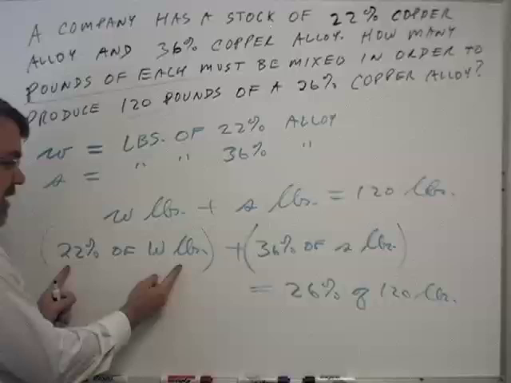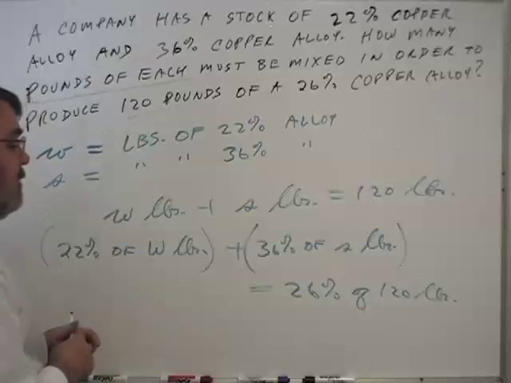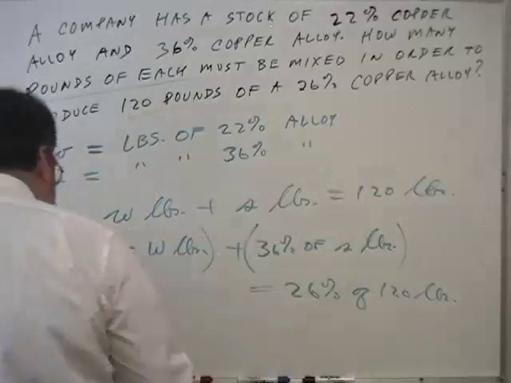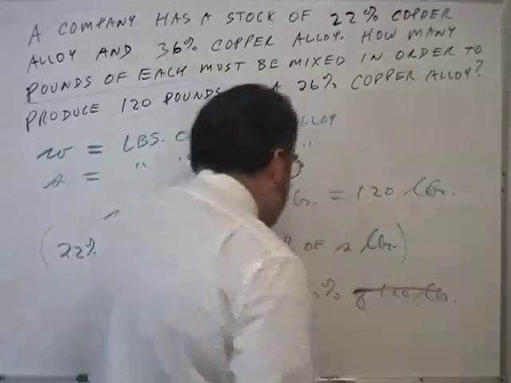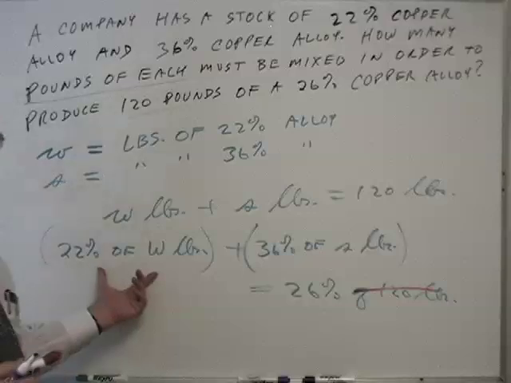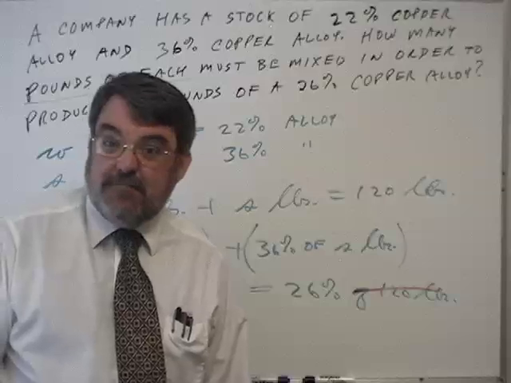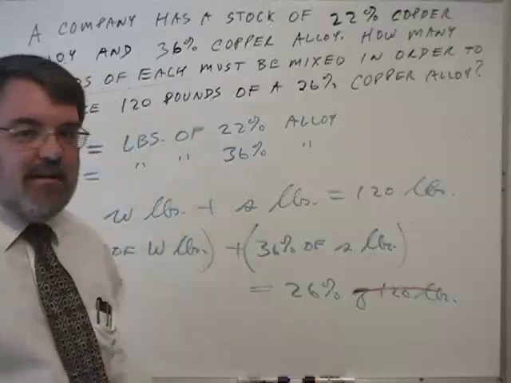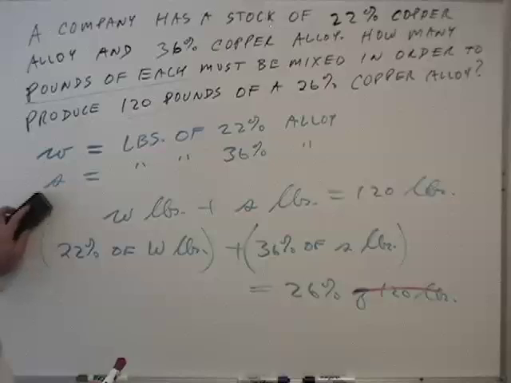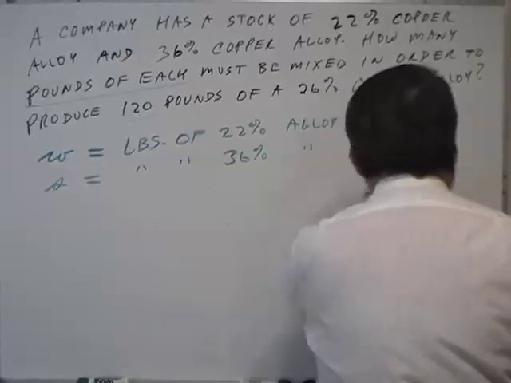So this describes the amount of pure copper, this describes the amount of pure copper, and that describes the amount of pure copper. If I left off the "of 120 pounds" here, then I would have a mismatch of units. I would have pounds of copper plus pounds of copper equals 26%. 26% of what? I've seen people do that a lot. All right, I'm going to recopy these in a more algebraic form so we can finish solving. So the units all work out.